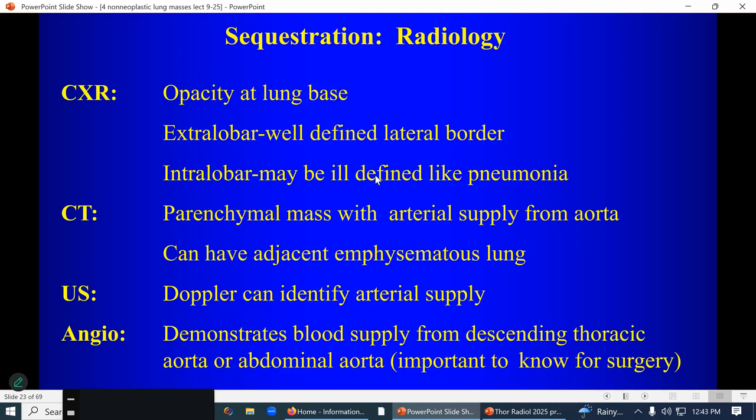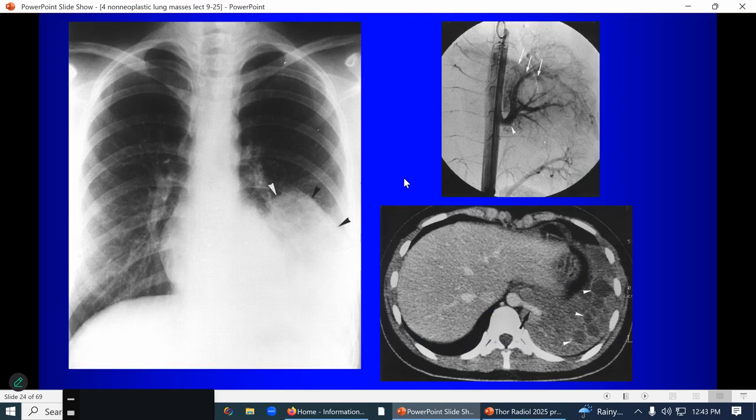We look for opacities at the lung base. The key finding, of course, is the systemic arterial supply. It's important to know where that systemic artery is coming from, whether it's the thoracic aorta or the abdominal aorta, especially if they're thinking about surgery to remove the sequestration, because if it's coming from the abdominal aorta, you do not want the surgeon to lose that arterial supply during surgery, or the patient will bleed out into the abdomen as it retracts below the diaphragm. Right? So it's very important to be able to say where the arterial supply is to a sequestration.